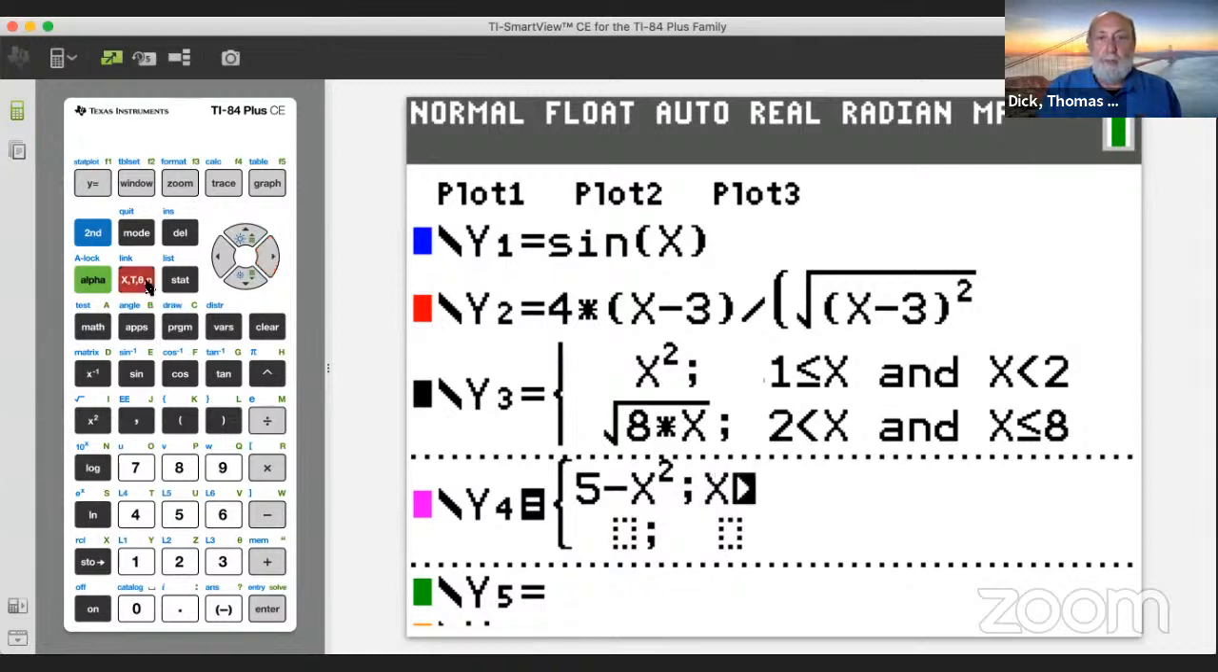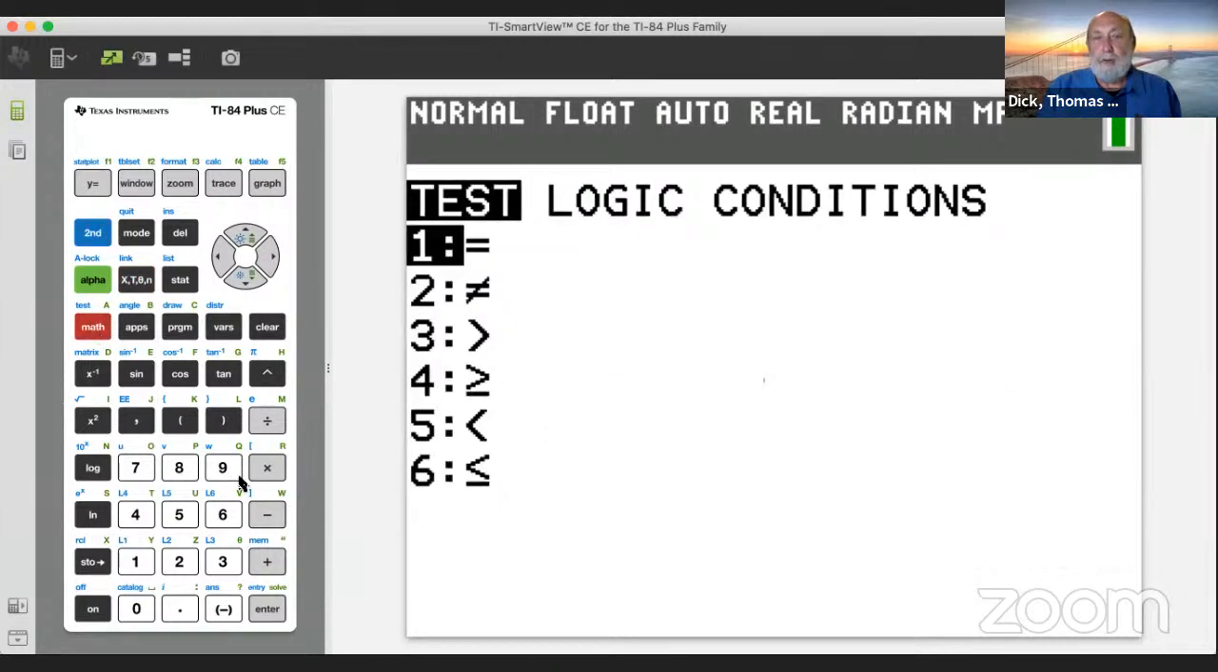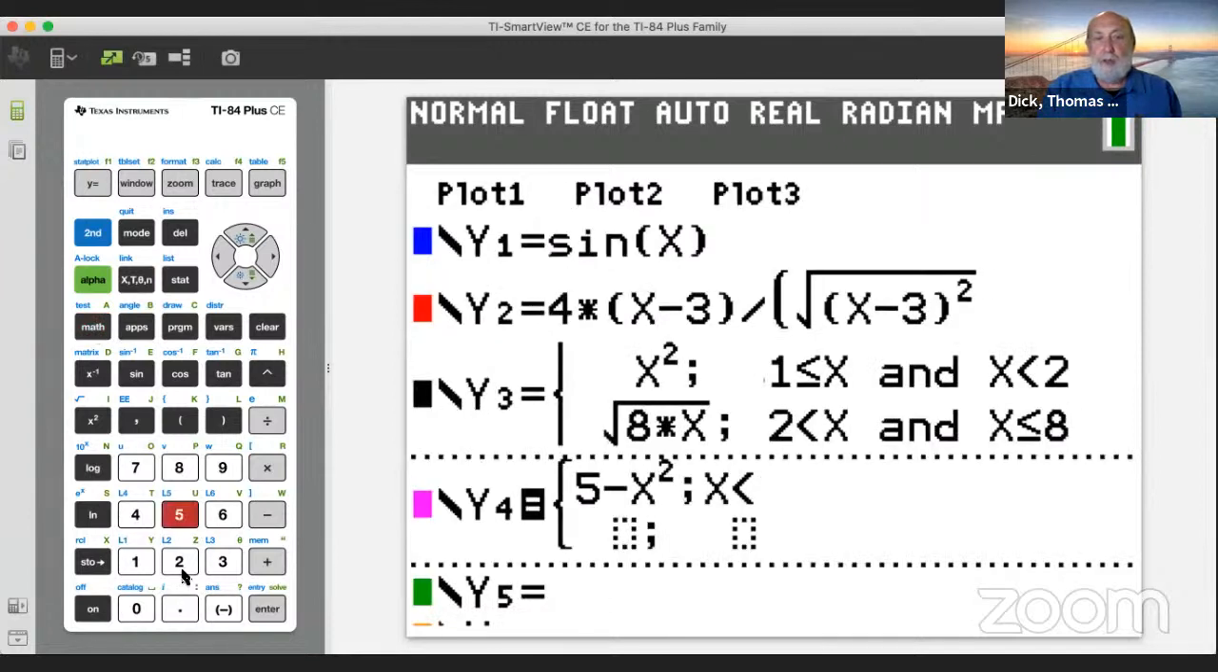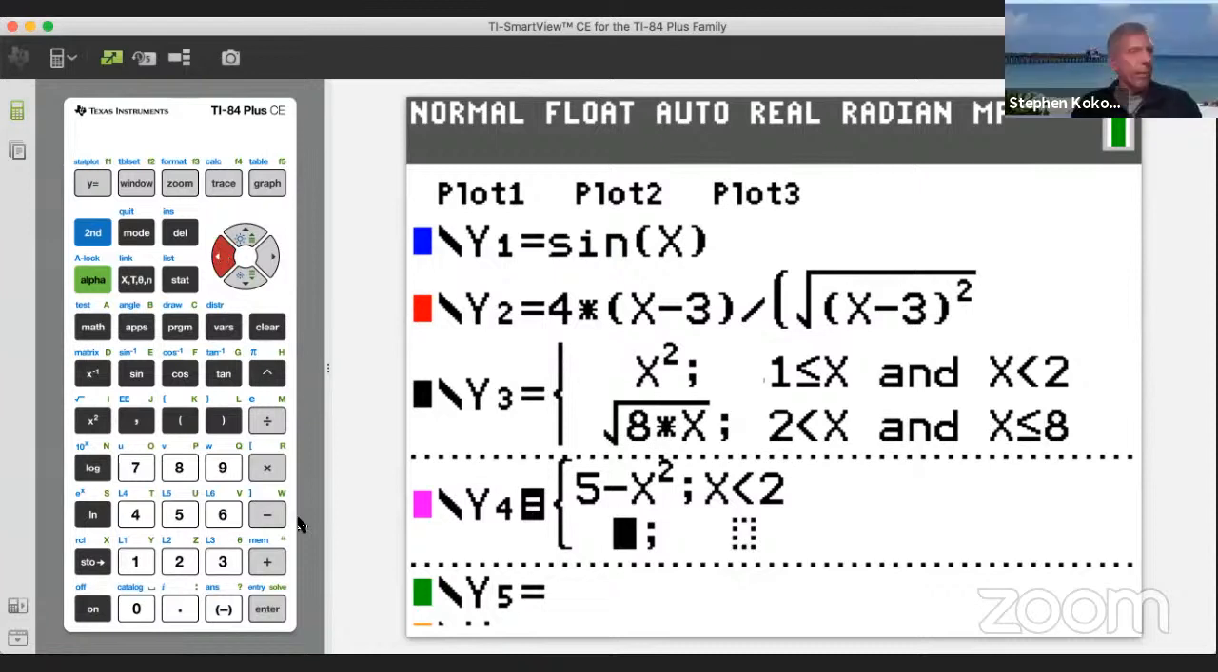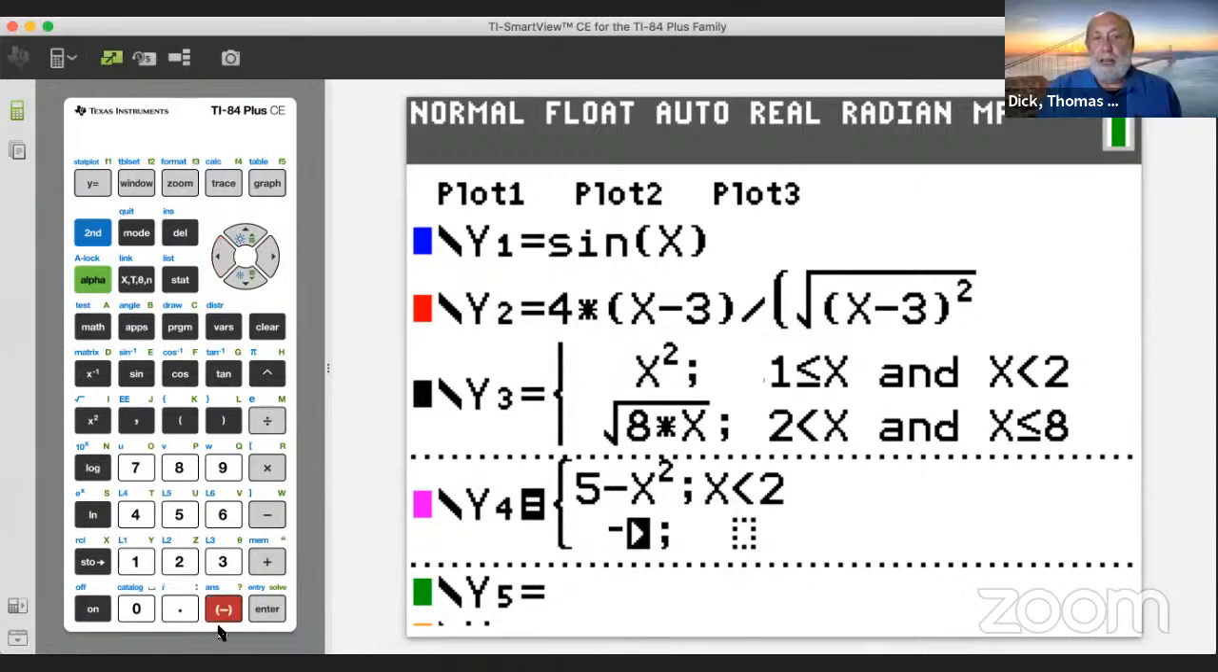So let me put in x, and then I'm going to pull up the inequality off the test menu. And there's number 5, is less than 2. So that was the first piece of the formula. And then the other was, I think it was just a constant -1, right? Right. Okay. So let's put in -1. Got to remember to use that negative sign and not the minus sign for subtraction.